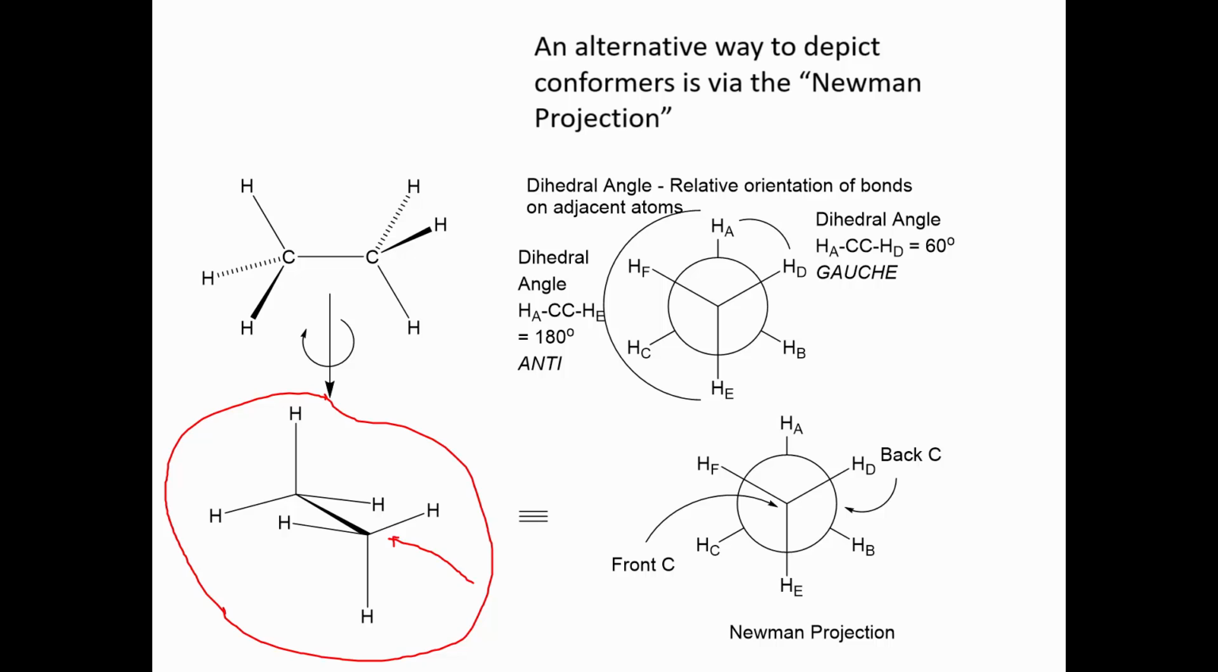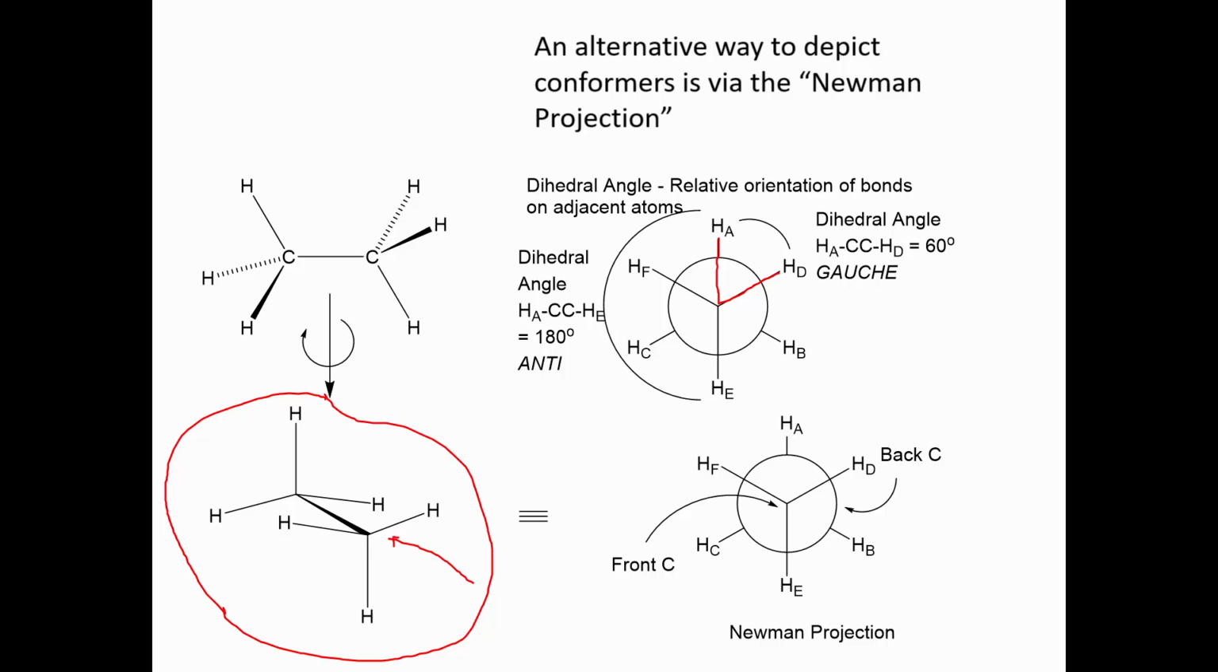These involve 4. So when we're looking straight at it, like the Newman projection, we're looking at the relative orientation of one of the hydrogens on the back carbon relative to one of the hydrogens on the front carbon. So we're looking at this angle here, HA, to the back carbon, to the front carbon, to HD. Okay, so there's 4 atoms involved in that. All right, and this is 60 degrees.